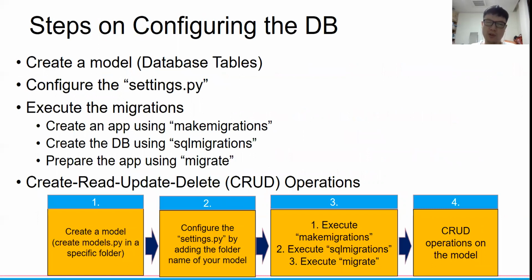So I don't want to say very theoretical things, and let's just focus on how to create the DB. Okay, so first we need to create a model. The model means the database tables, and after you have the model, you can configure the settings. Okay, in the settings, you can do something, but I guess because you're using the PyCharm professional, you don't need to configure any settings. The settings are automatically configured for you, so you can just reuse it and you can just execute the database design. And after you do the configuration for the settings and creating the model, you can execute the migrations.